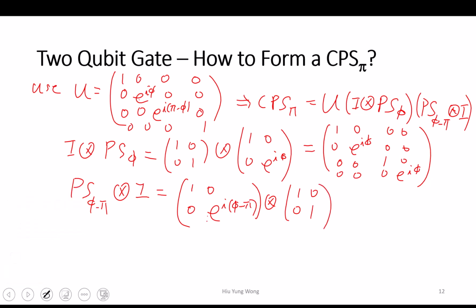Why it is, I gave to you. Because by doing this, I will be able to construct the CPS pi. U times this 2 will give it, yeah. So this is something I figured out myself also. So this is equal to what?